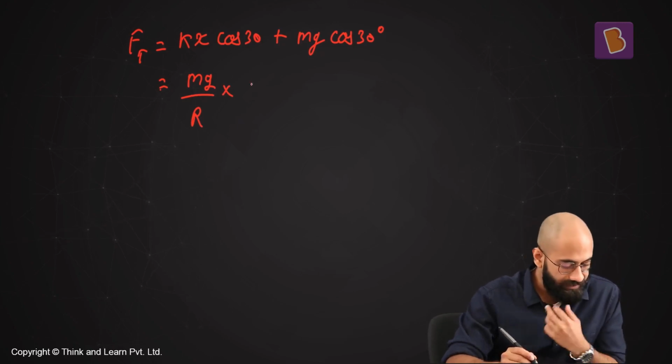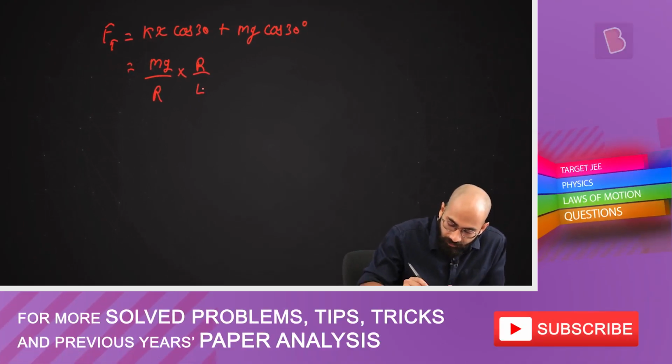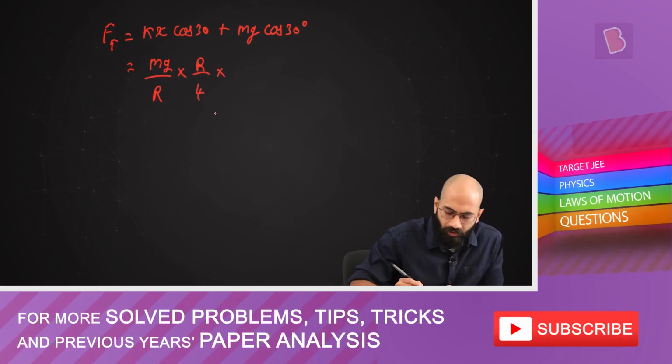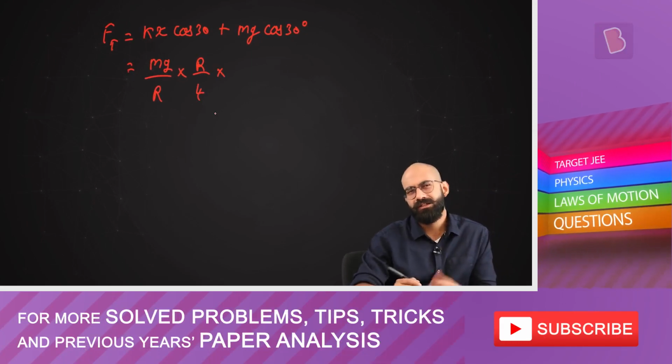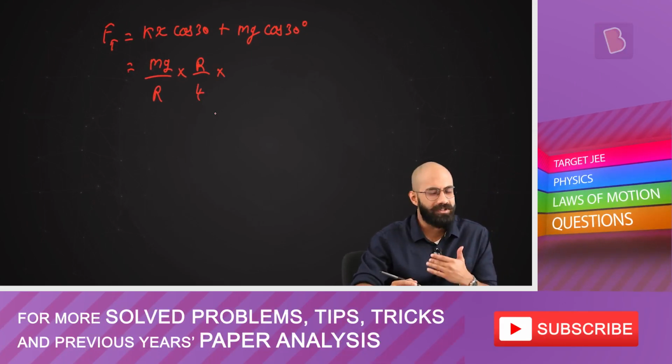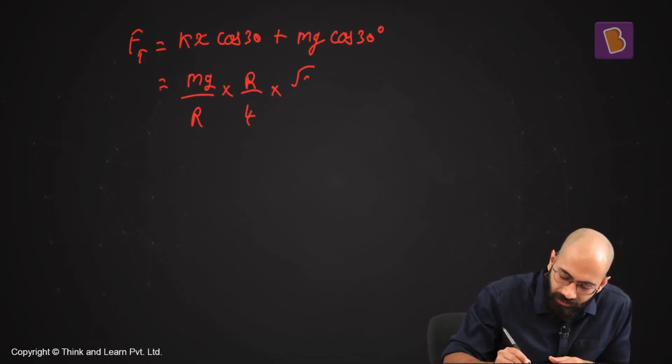X is already given, that's the extension. We know that is equal to r by 4. And cos 30 is what? Cos 30 is sine of 60. This is how I remember it. And that is root 3 by 2.